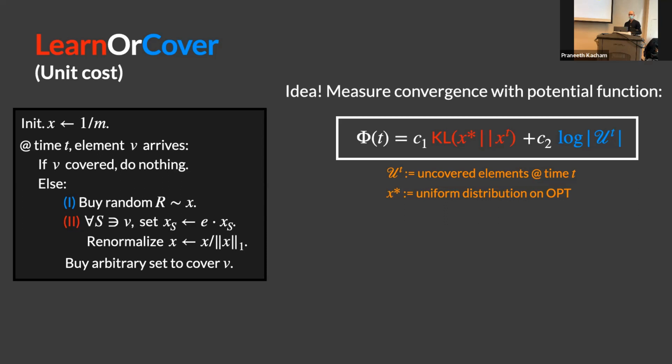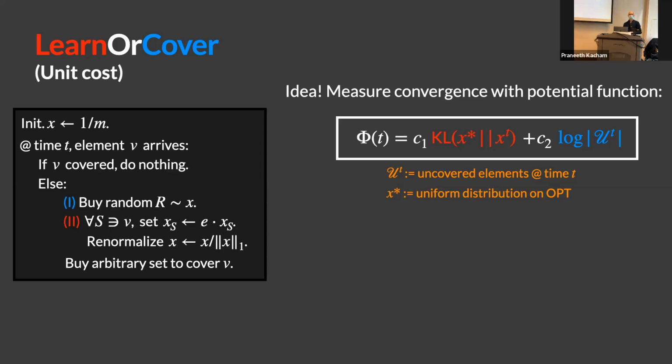So what is the KL divergence? It's some measure of distance between probability distributions. So it's capturing how far we are from the optimal solution in some sense. And the blue term, log of the size of ut, is measuring how much progress we've made covering the uncovered portion of the space. So ut is not n minus 1. When we buy a random set R, we're deleting from U anything we've covered. So ut is just the uncovered elements, the stuff that we have yet to cover. Does that answer your question?